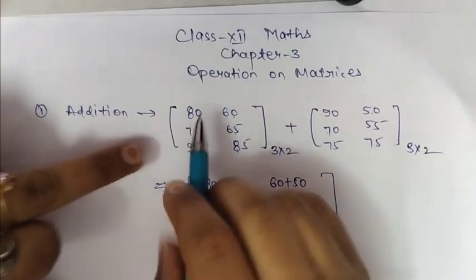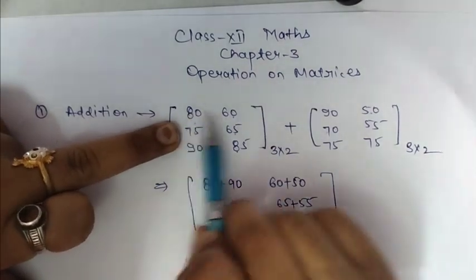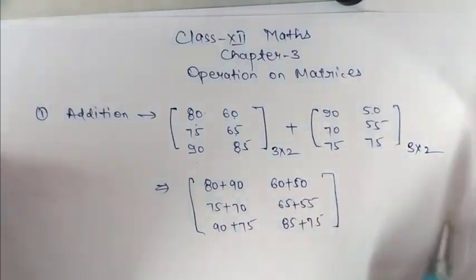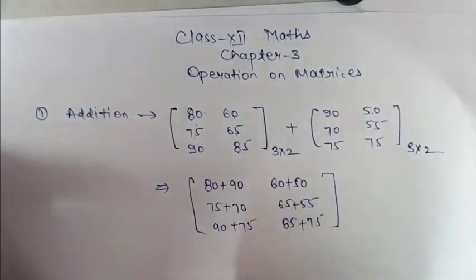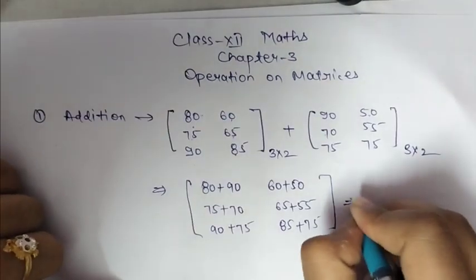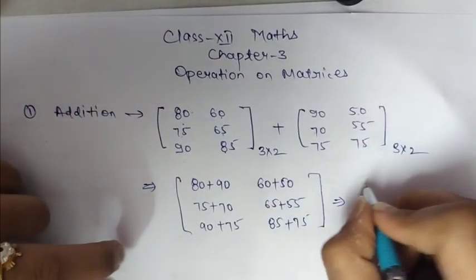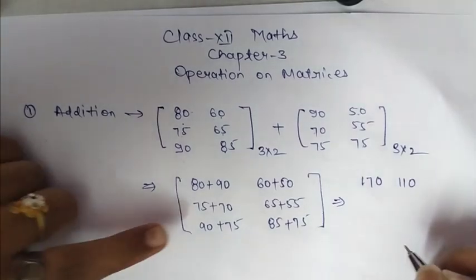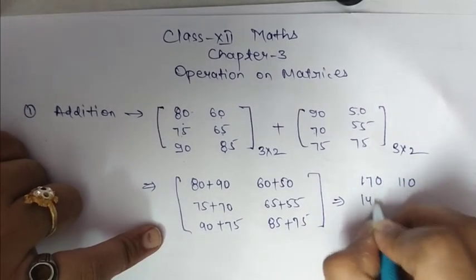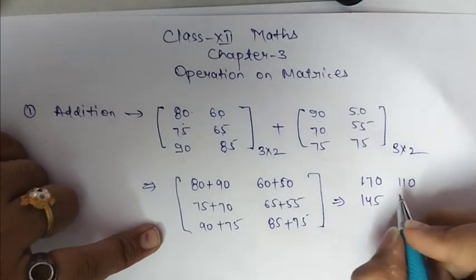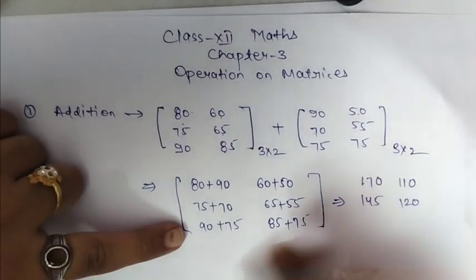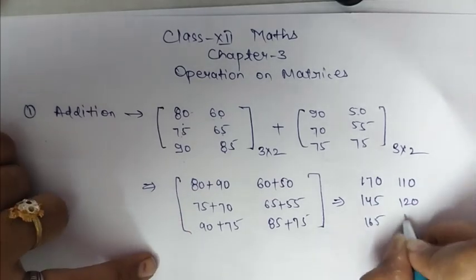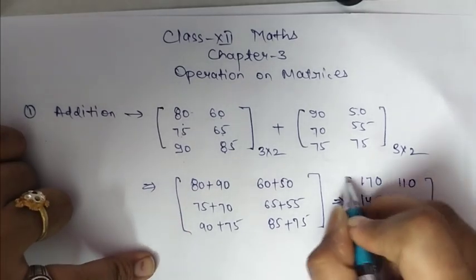जैसे हमारे पास first element इस matrix का है तो second मैट्रिक्स का भी फर्स्ट एलिमेंट ही हम ऐड करेंगे. फर्स्ट एलिमेंट को सेकेंड एलिमेंट से हम ऐड नहीं करते हैं. So the required result will be, after adding, we will have 170, 110 and here we have 145. Next we will have 65 plus 55, that is 120. This element we will have 165 and the last element we will have 160. So this is our required matrix.